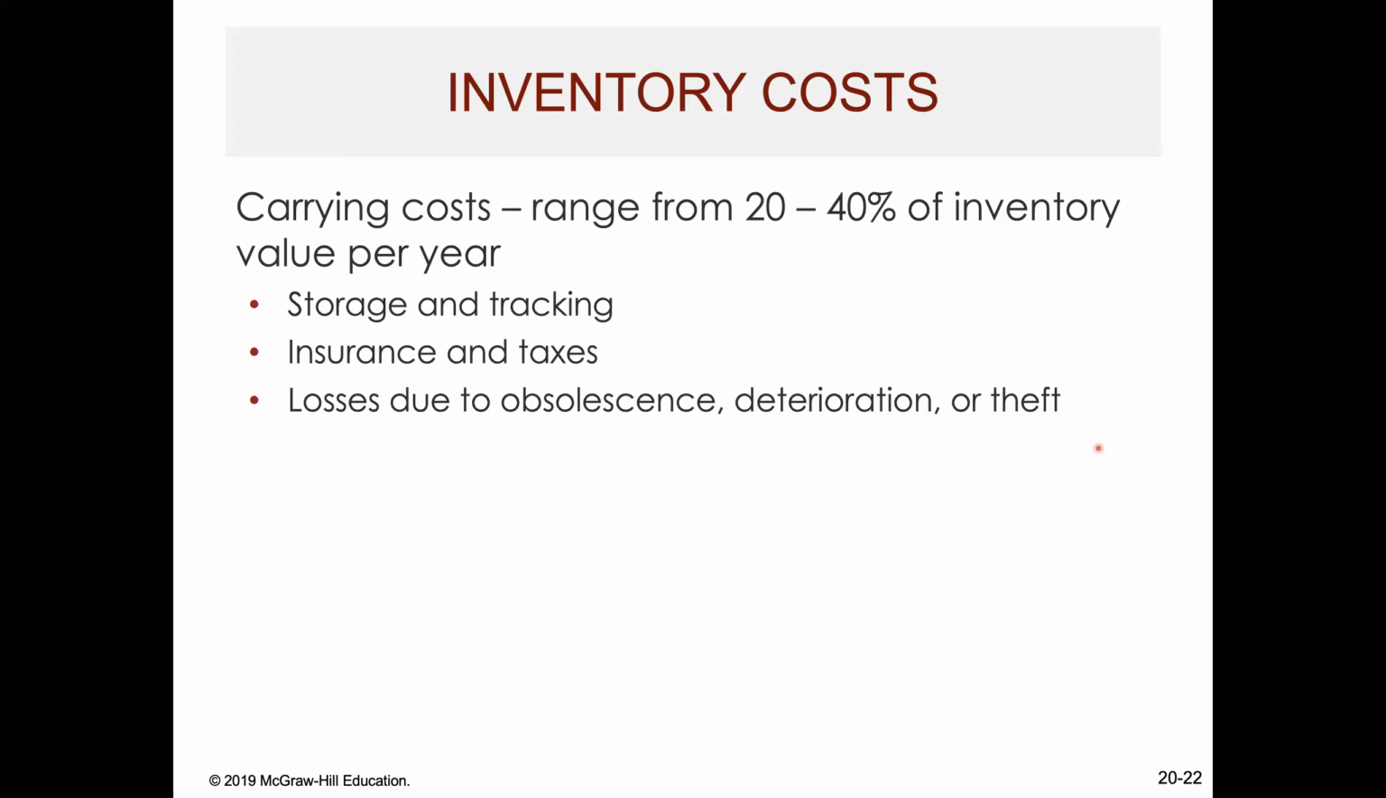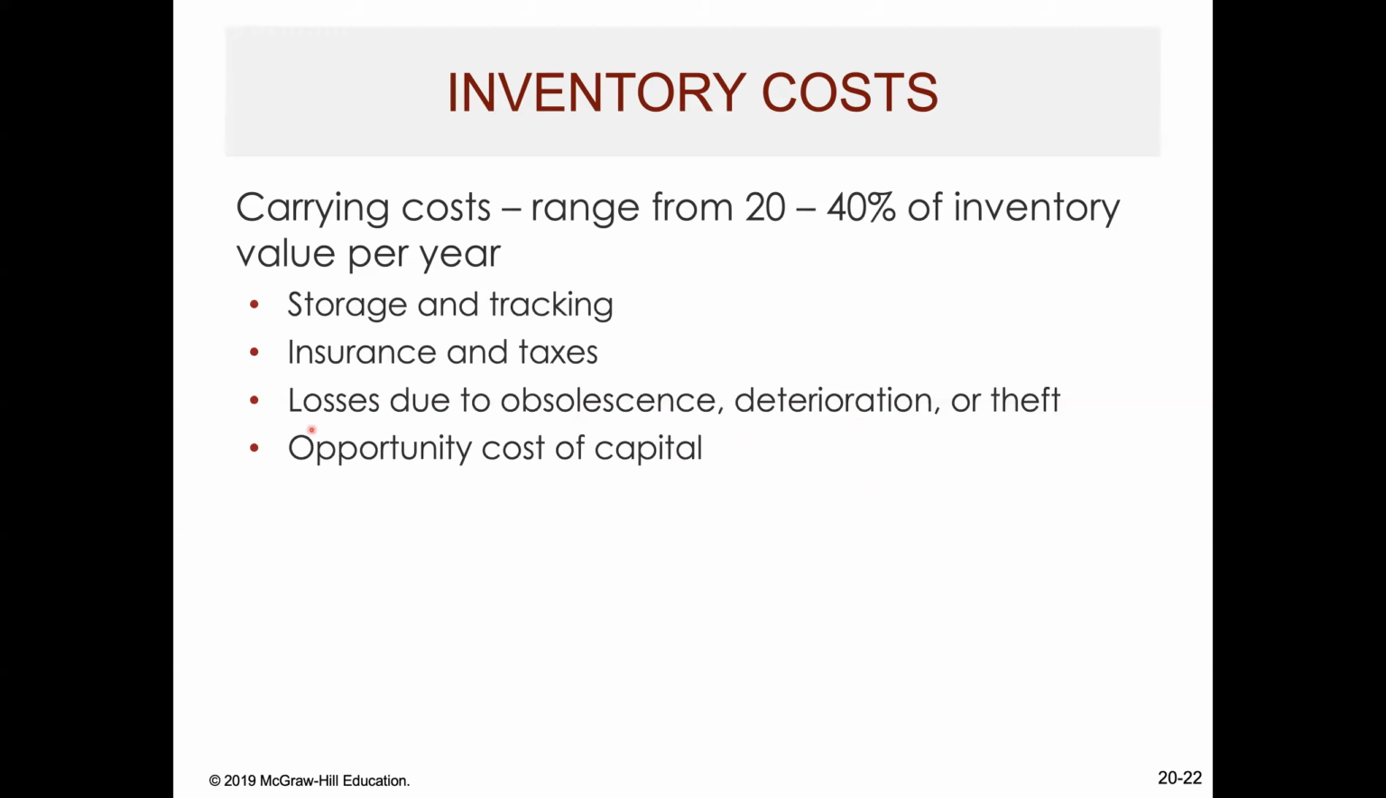So for the firm that I worked for, we were an electrical contracting firm, and we kept as little inventory as possible. We would order the inventory the night before and have it delivered directly to the job. So it never hit our storage facility. We didn't have to track it, it went straight to the job. We didn't have to insure it because the job site was insured. And we reduced potential losses due to obsolescence, deterioration, or theft.